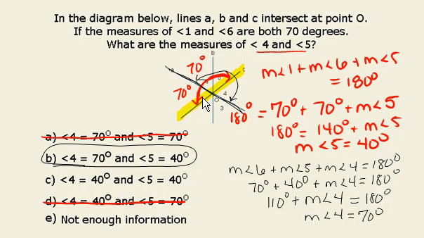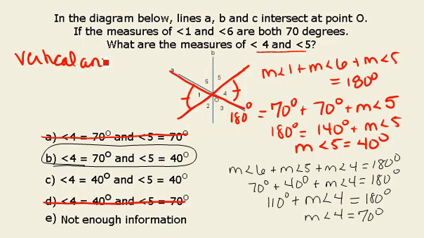Another way that we could have solved for the measure of angle 4 is we would use the idea of our two intersecting lines, lines A and C. We would call angle 1 and angle 4 vertical angles, or angles that are formed by two intersecting lines. We would also know that angle 1 must be congruent to angle 4, since vertical angles are congruent. Therefore, since the measure of angle 1 is congruent to the measure of angle 4, we would know that the measure of angle 4 was 70 degrees.